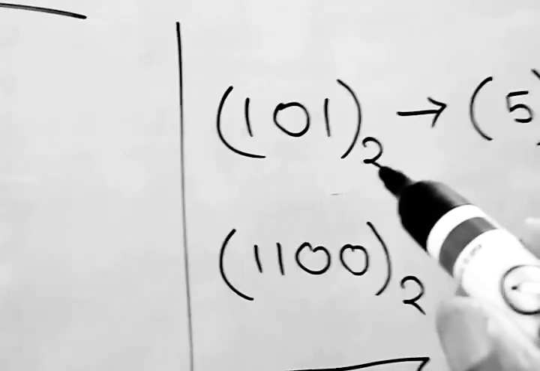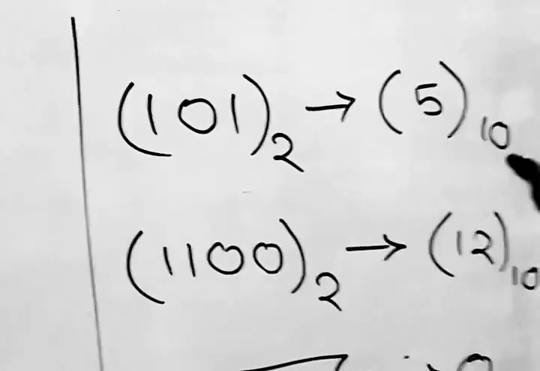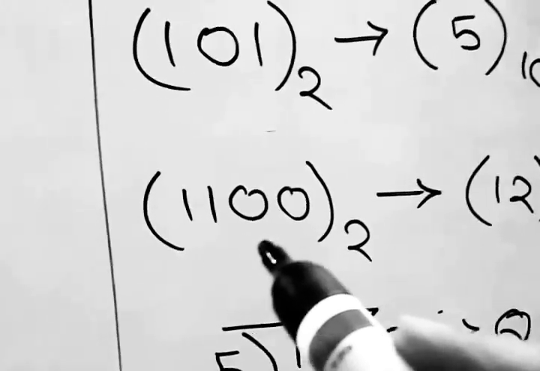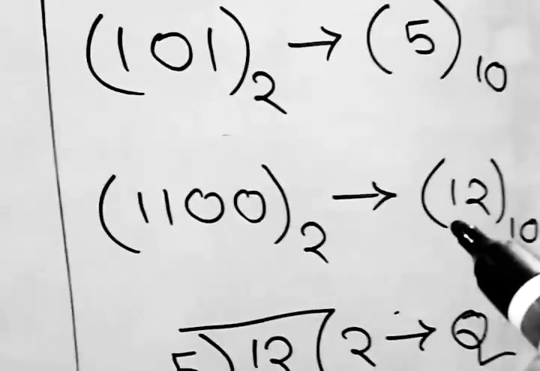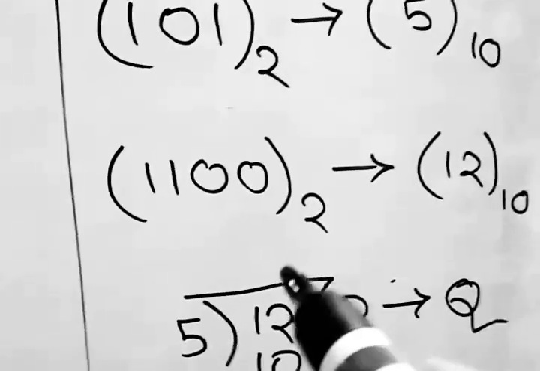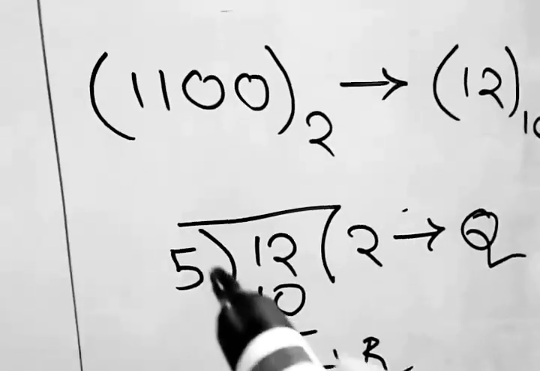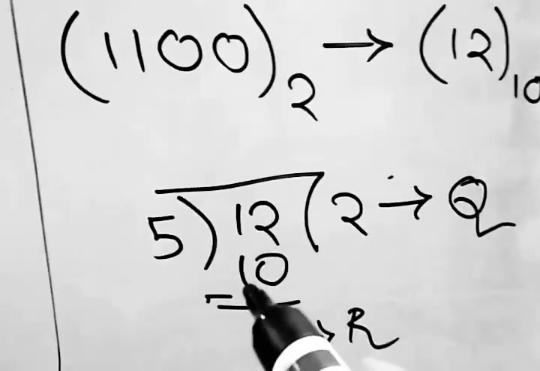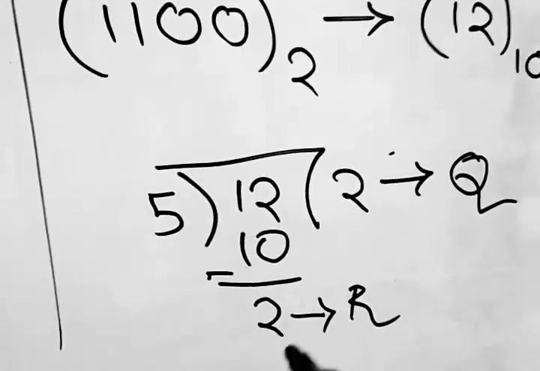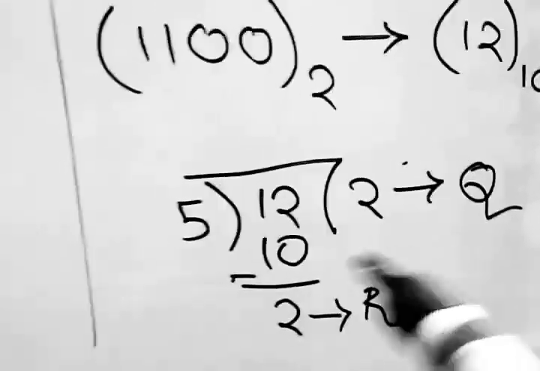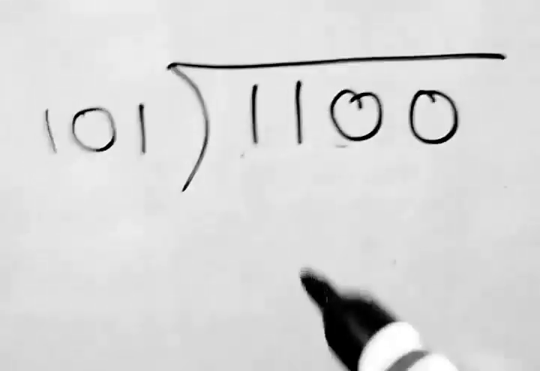First of all, let me tell you, 101 in binary is equivalent to 5 in decimal, and 1100 in binary is equivalent to 12 in decimal. When we divide 12 by 5, we do like this: 5 into 2 is 10, 12 minus 10 is 2, the remainder, and quotient is 2. Just like this we will do it.